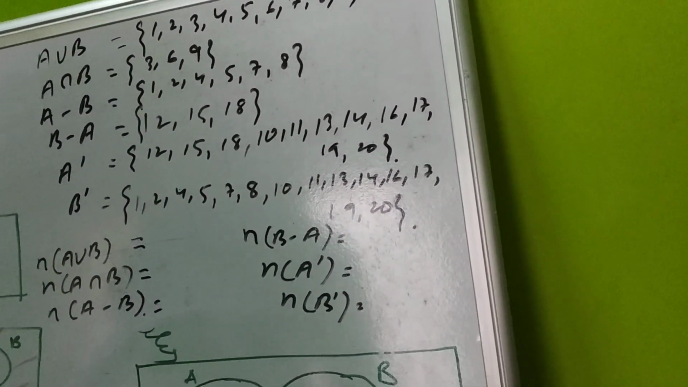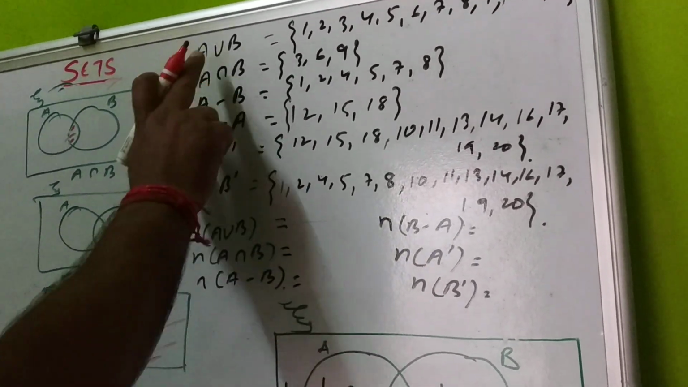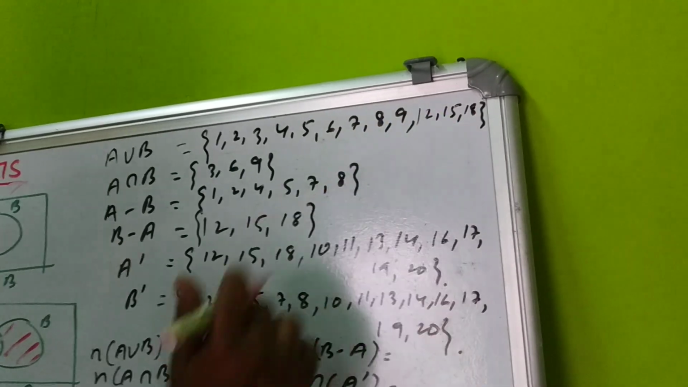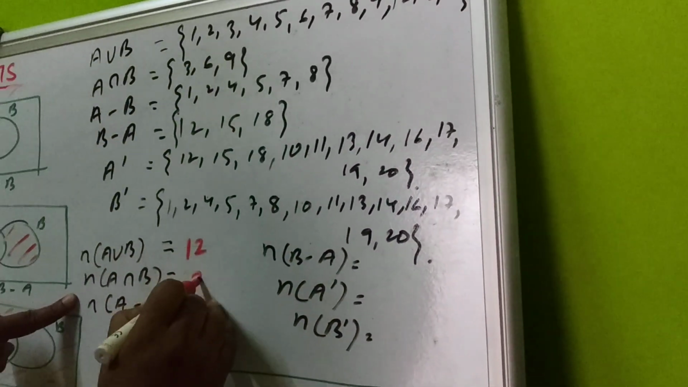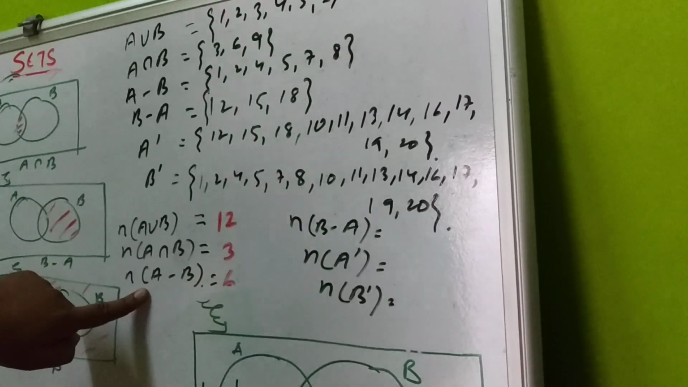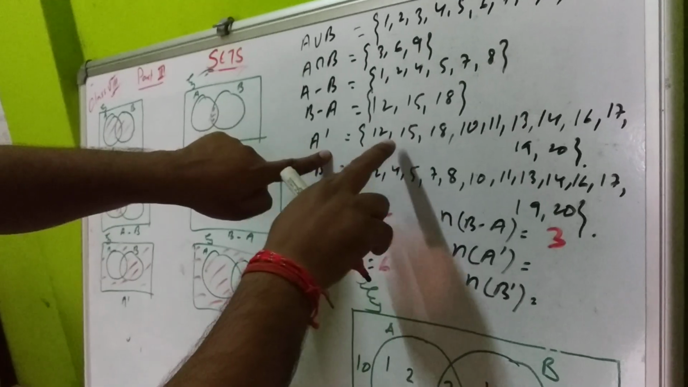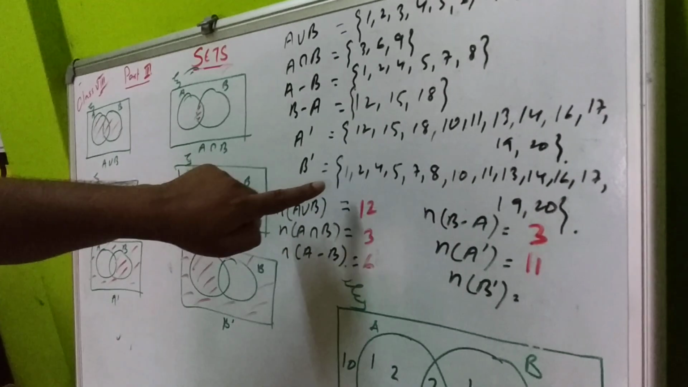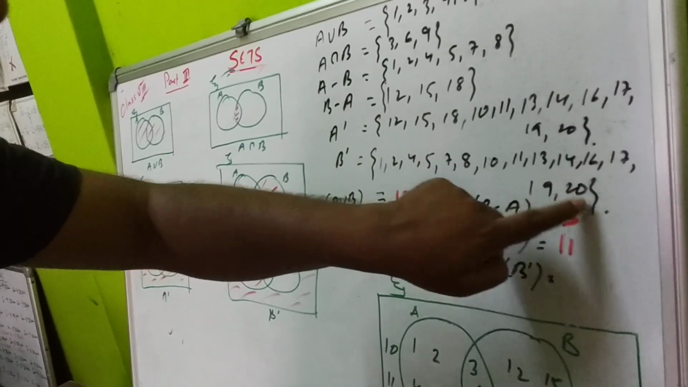Now let us write the cardinal number. When I write the cardinal number, the number of elements in A union B: 1, 2, 3, 4, 5, 6, 7, 8, 9, 10, 11, 12. So 12 would be the number over here. In the intersection, 1, 2, 3. In A minus B, 1, 2, 3, 4, 5, 6. And B minus A, 1, 2, 3. A's complement, 1, 2, 3, 4, 5, 6, 7, 8, 9, 10, 11. And B's complement, 1, 2, 3, 4, 5, 6, 7, 8, 9, 10, 11, 12, 13, 14.